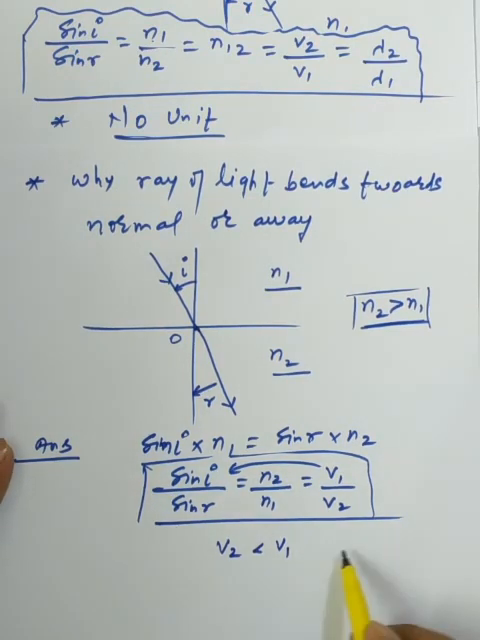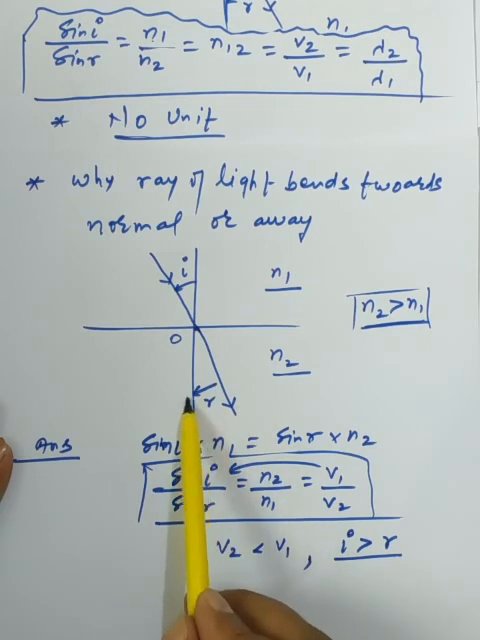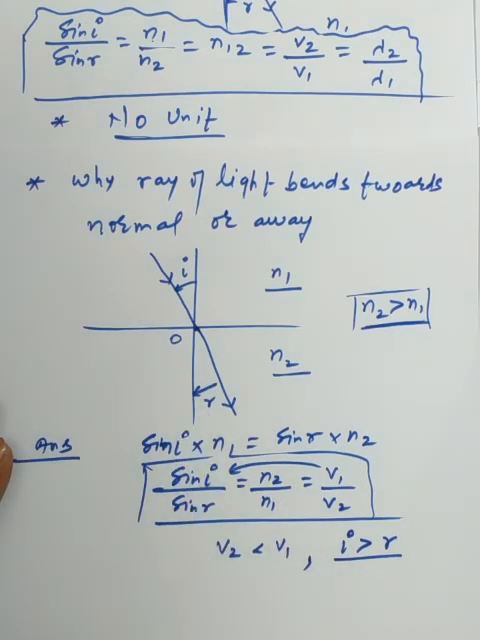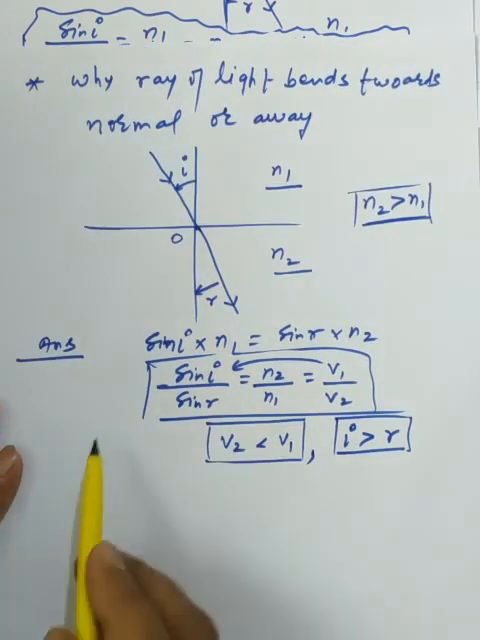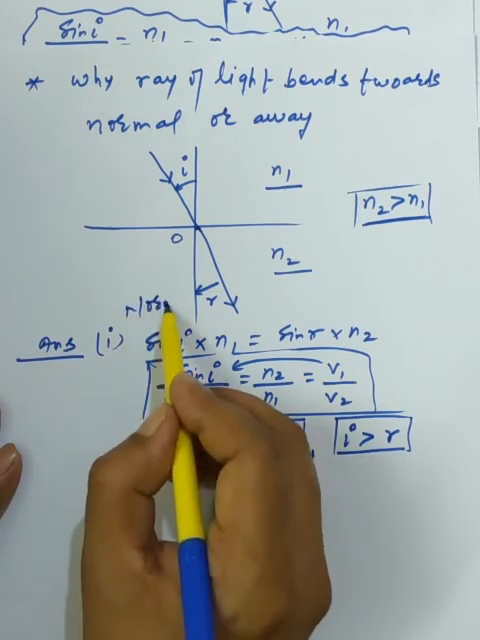So easily we can say that the value of i should be greater than r. To fulfill this relation, the ray should travel towards the normal. That's why i will be greater than r. So this is the general representation of that problem, and why it is moving towards the normal. This one is the first part.